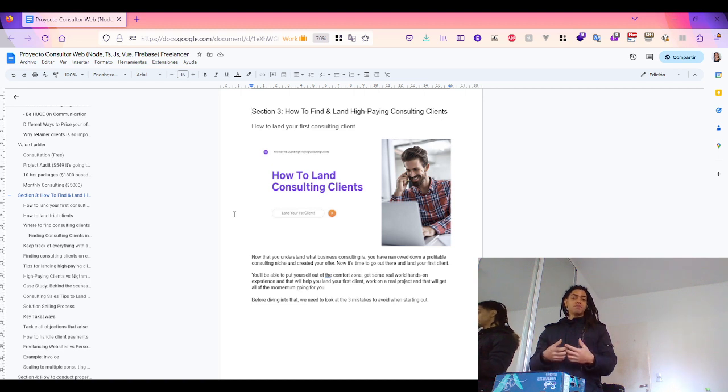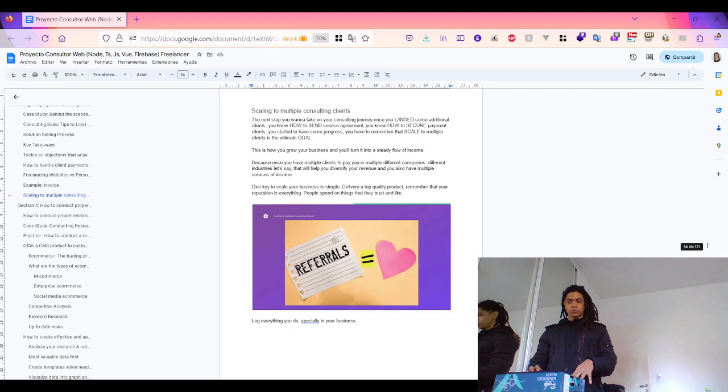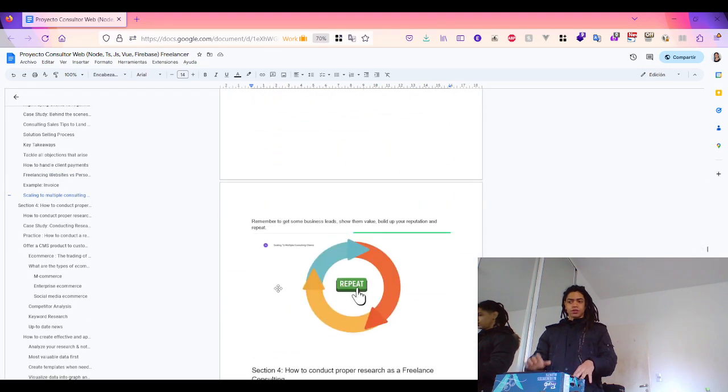Be creative to stand out. Don't forget to use CRM, as well as getting business leads for your business. And remember to repeat this process. So you get business leads, you show them value, build up your reputation, and repeat. Business leads, show them value, build up your reputation, and business leads, and so on.